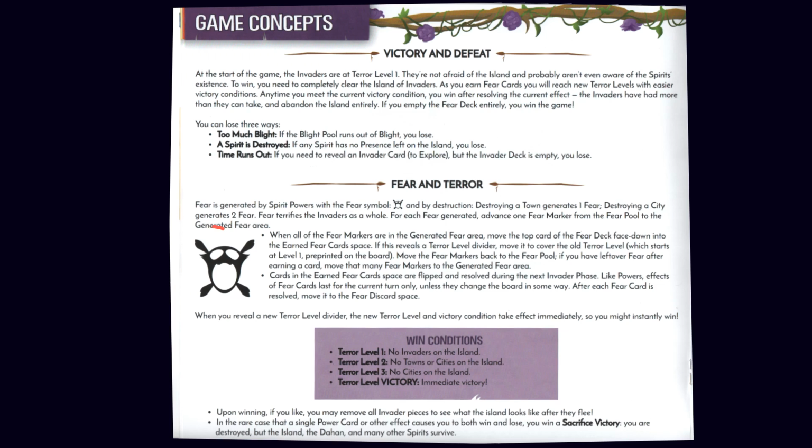So here you can see the introduction of the icon for fear in this rule set, and they both define it and introduce it in the text here so that everywhere else we see it, we know that that is what that symbol is referring to.